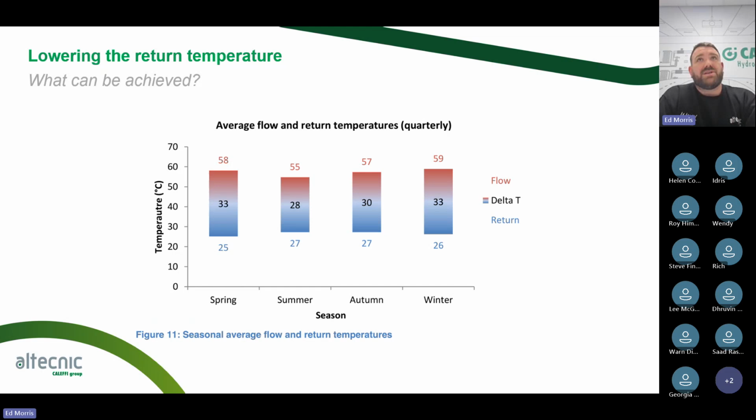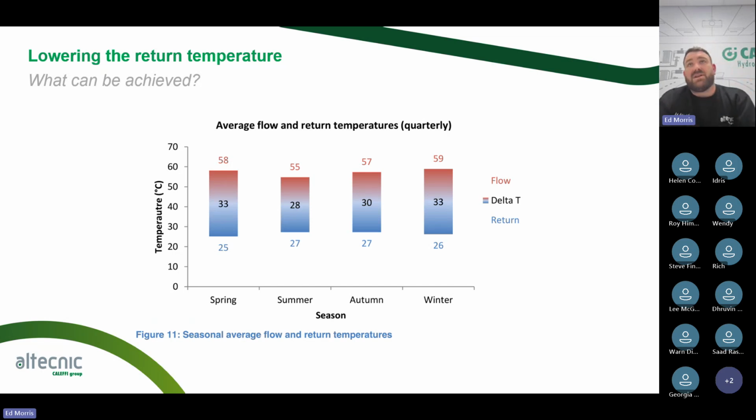Now, let's look at some seasonal averages. We can see here we've got spring, summer, autumn, and winter. We've got flow temperatures of 58, 55, 57, and 59. And we can see the blue band is the delta. So we've got a 33 degree delta, 28, 30, 33. But we've got return temperatures here of 25, 27, 27, 26. So we can maintain a fairly steady, strong delta across the seasonal average.